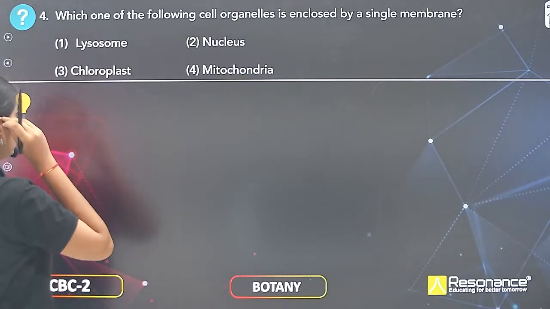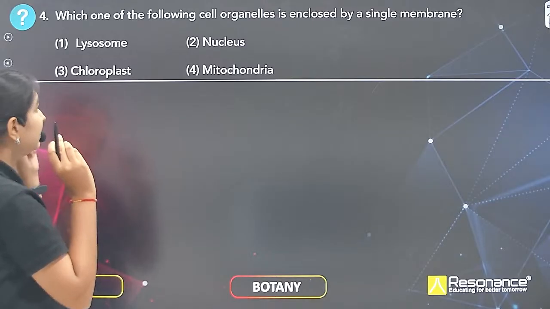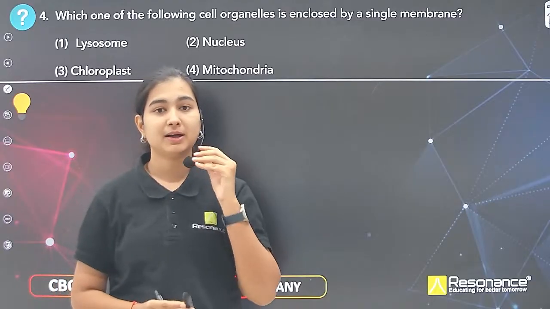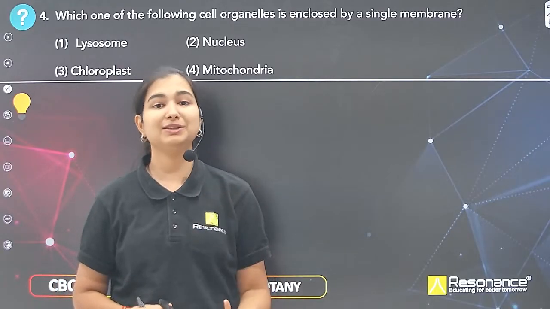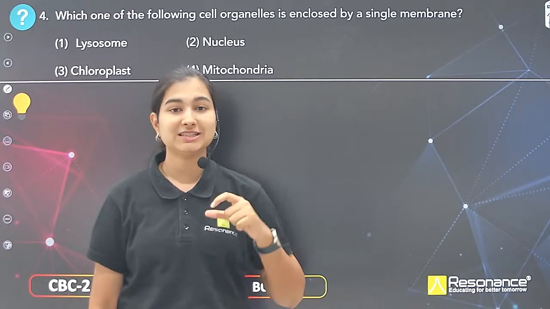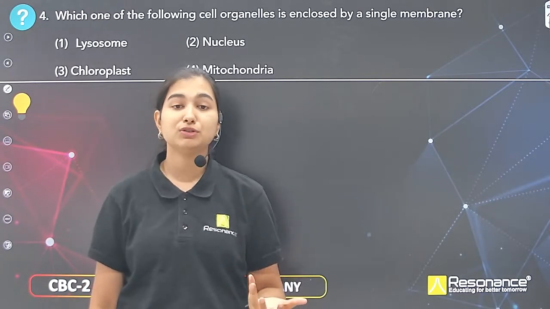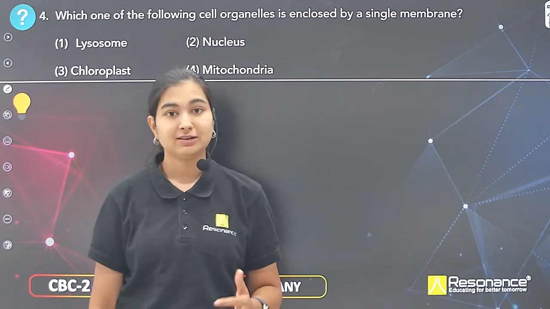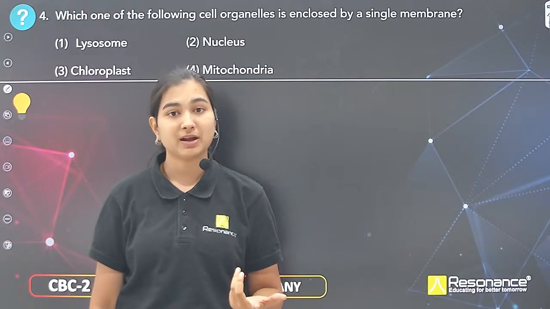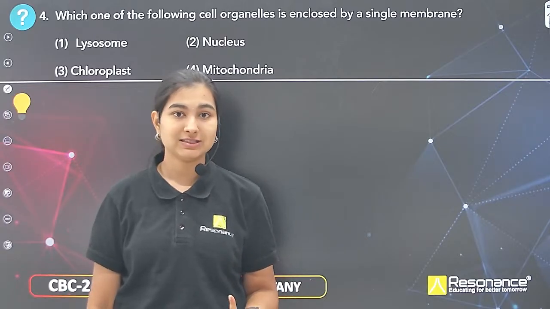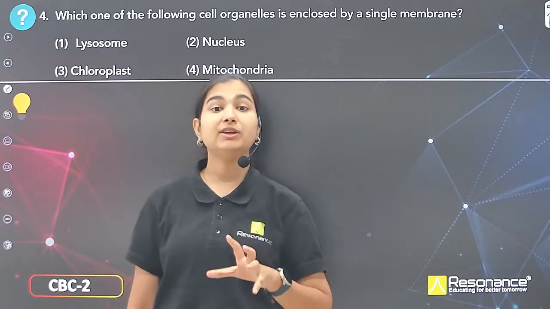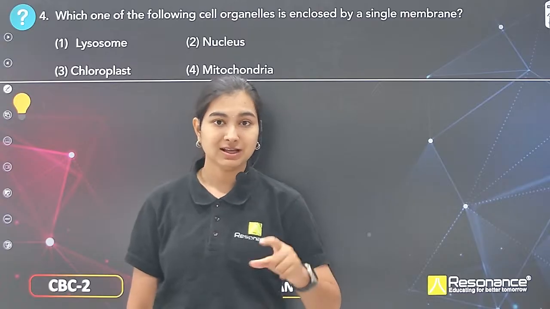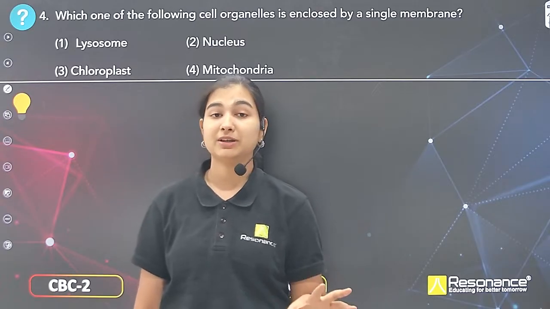Now, which of the following cell organelles are enclosed by a single membrane? See, the cell organelles are bounded by membranes. Few have a single membrane, and most of them have a double membrane, like the mitochondria. Apart from that, you have other cell organelles like the chloroplast, which have a double membrane, whereas you have a single membrane in some structures like the vacuole, and that membrane is called the tonoplast.